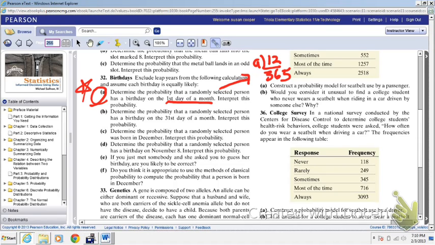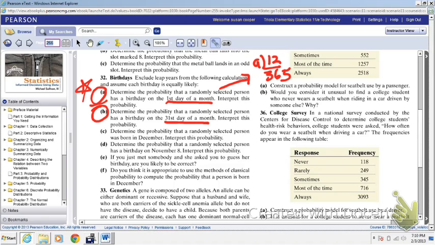Okay, let's try part B. Determine the probability that a randomly selected person would have a birthday on the 31st day of a month. So I always think like this. 30 days has September, April, June, and November. All the rest have 31 except for February.